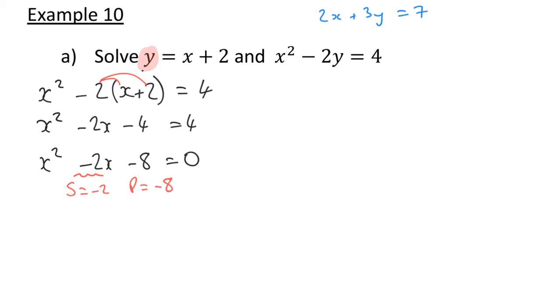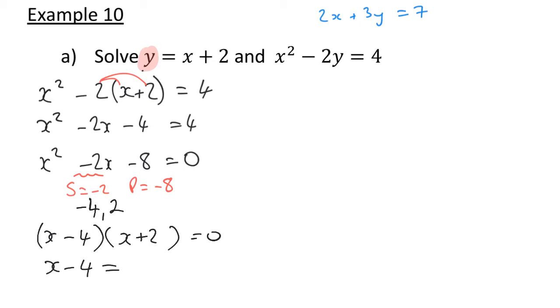So we're looking for two numbers that multiply together to give minus 8 and add together to give minus 2. And they are negative 4 and 2. Negative 4 plus 2 is negative 2. Negative 4 times 2 is negative 8. And because it's just x squared, we can go straight to the brackets. So our two brackets are x minus 4 and x plus 2. If that's true, then the first bracket must be 0, so x minus 4 equals 0, then x equals 4. If the second bracket equals 0, then x plus 2 equals 0, which means x equals negative 2.